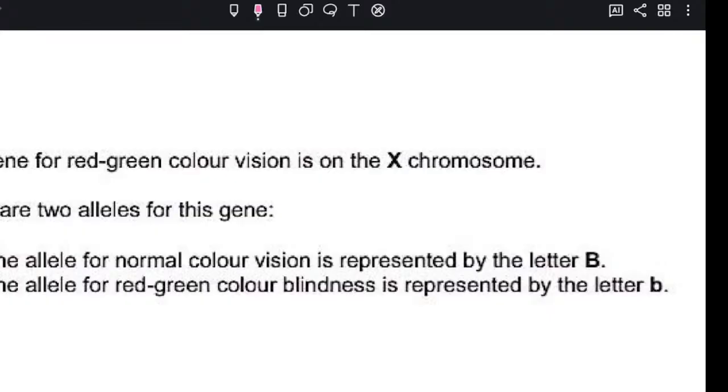The gene for red color vision is on the X chromosome. So can you see that they're talking about sex-linked characteristics? Sex-linked characteristics is when you have a gene on a certain chromosome. Right, guys?